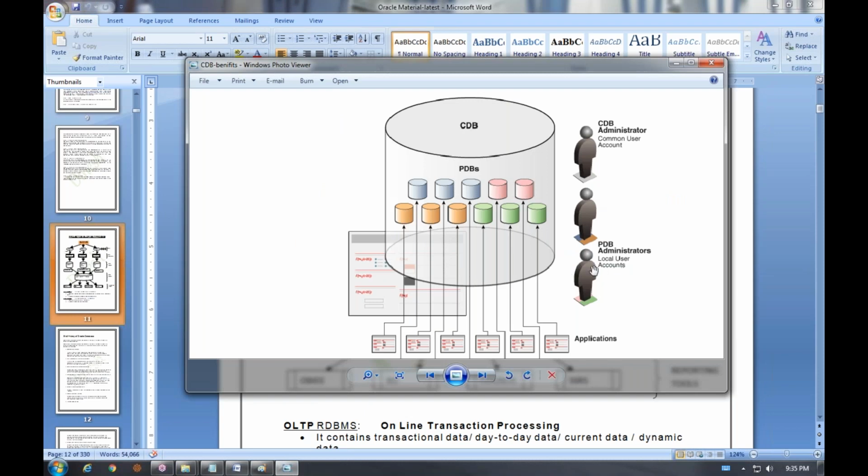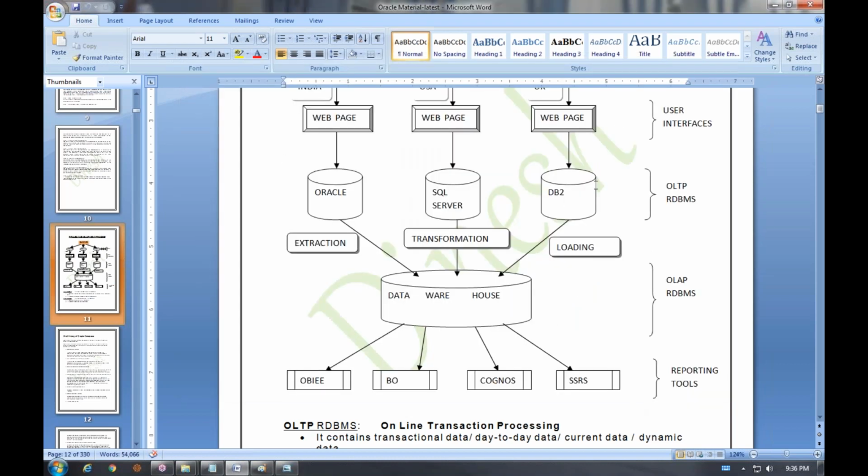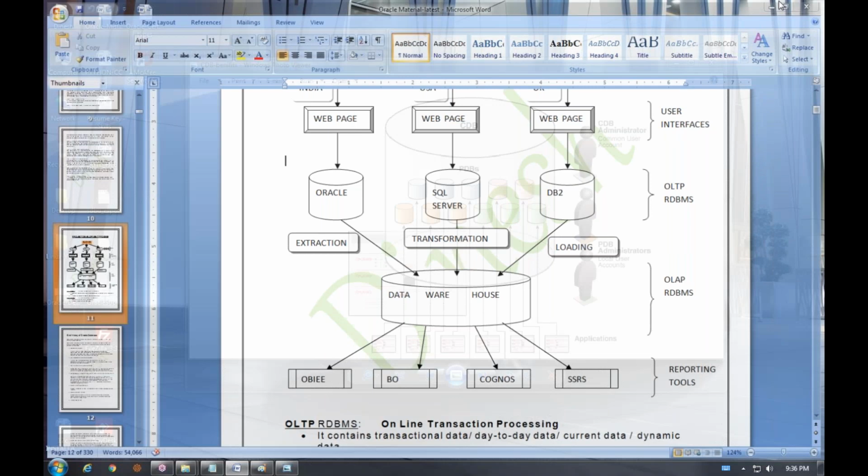You are a developer. As a developer, if you want to work with this database, you should take permission from the CDB admin, and also you should take permission from the PDB admin. Two levels of security, but here you have only one level of security. Security changes are dynamic. It will take less time for the communication. So that's why we have many benefits under Oracle database 12c.